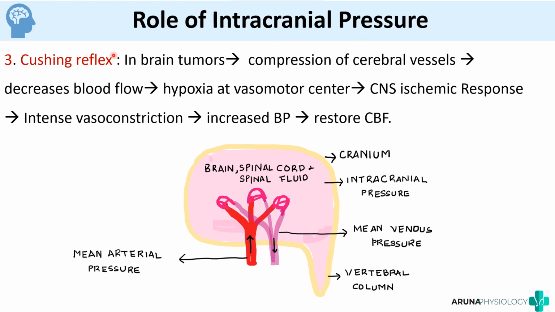So Cushing's reflex is a type of CNS ischemic response which is caused by brain tumors which compress the cerebral vessels and thereby decrease the blood flow to the vasomotor center. So that is about Cushing's reflex. So that will complete the regulation of cerebral blood flow, in which we have talked about the major four headings, which are the myogenic autoregulation, neural regulation, metabolic regulation, and role of intracranial pressure.